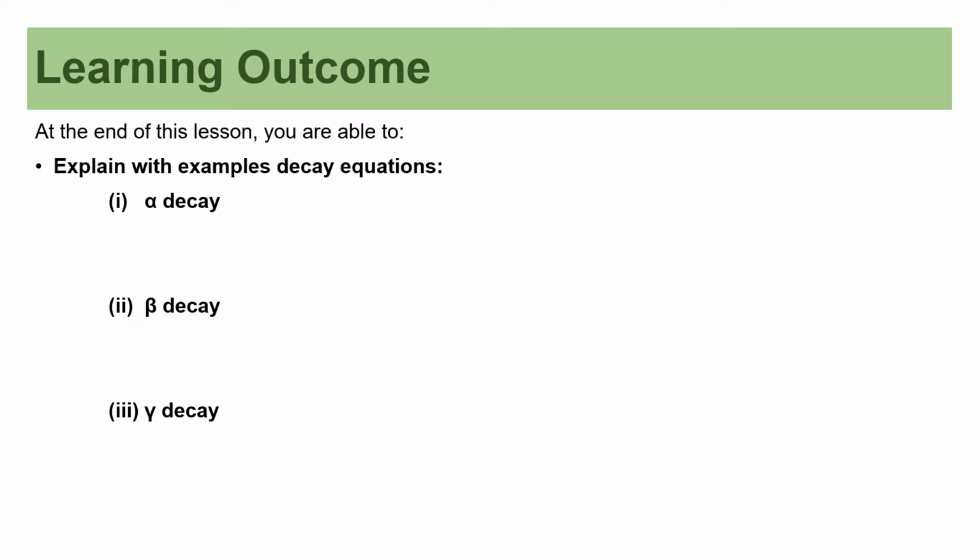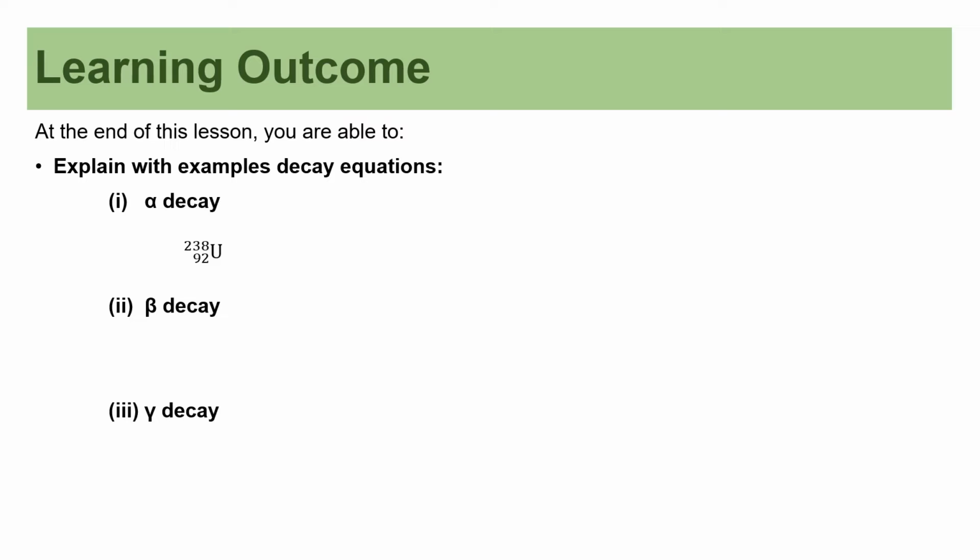The learning outcome states that at the end of this lesson, you are able to explain with examples decay equations for alpha decay, beta decay, and gamma decay. But what does this mean?